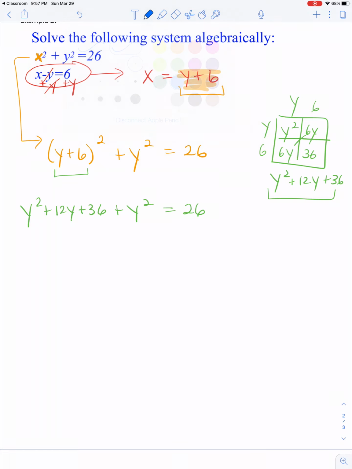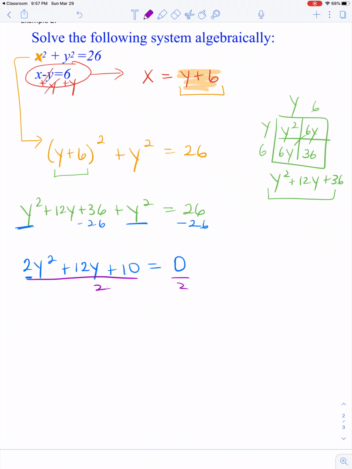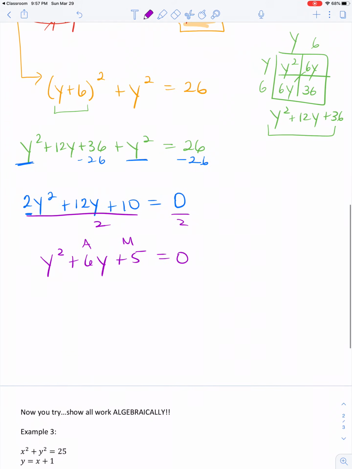Now again, I'm going to simplify. I have y squared and y squared, which gives me 2y squared. The 12y will come down, and I can subtract the 26 on both sides since I needed to get set equal to 0, plus 10 equals 0. Again, this has a leading coefficient of 2, but I could divide both sides by 2, so again, I get a simpler trinomial that's add multiply that has a leading coefficient of 1.